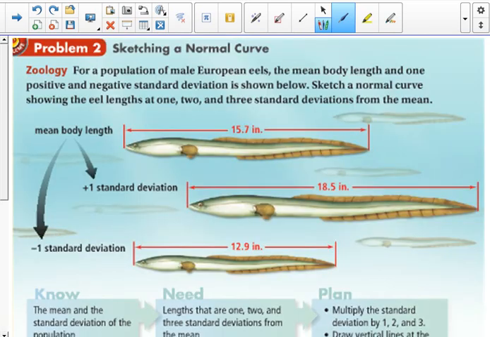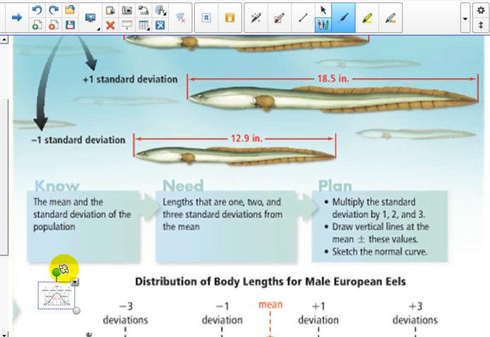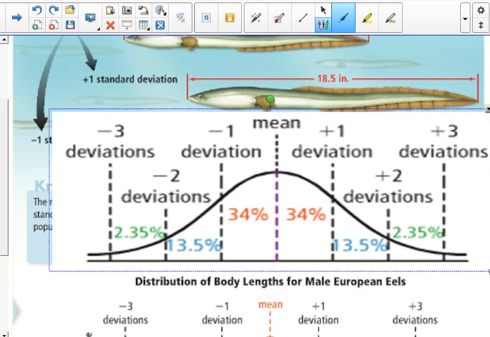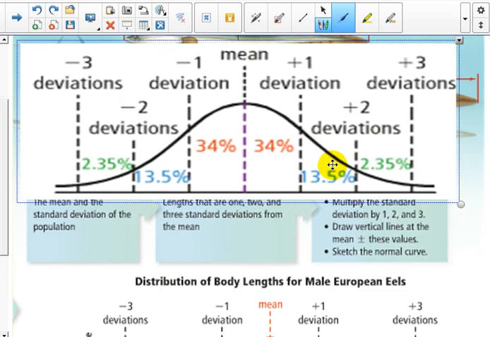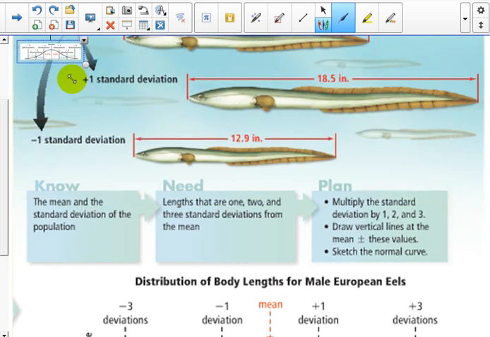All right. Let's move on to the second problem. Sketching a normal curve. Now we're going to learn about sketching these. And I showed you, I keep a little copy on each page. This is what we're talking about, this curve. And that's what I showed you at the beginning of class. So keep this in mind as we talk about these things.